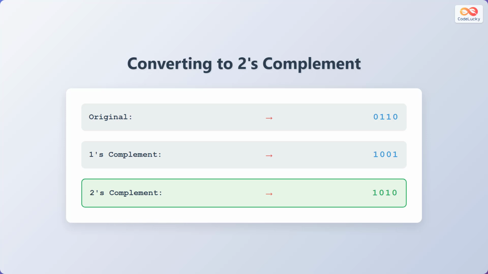Let's walk through an example of converting a binary number to its 2's complement representation. Starting with the original binary number 0110, we first find its 1's complement by inverting each bit. This gives us 1001. Next, to find the 2's complement, we add 1 to the 1's complement. So 1001 plus 1 equals 1010. Therefore, the 2's complement of 0110 is 1010.